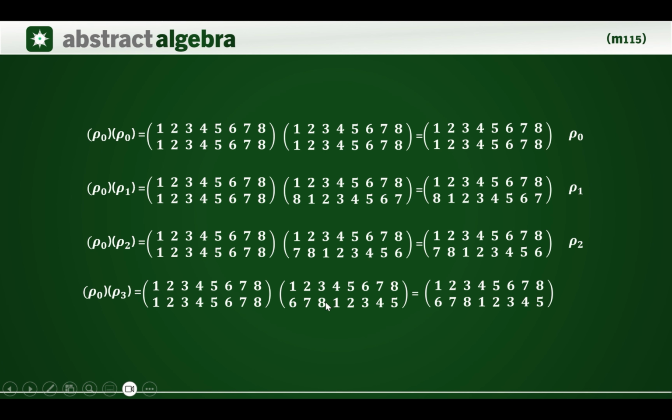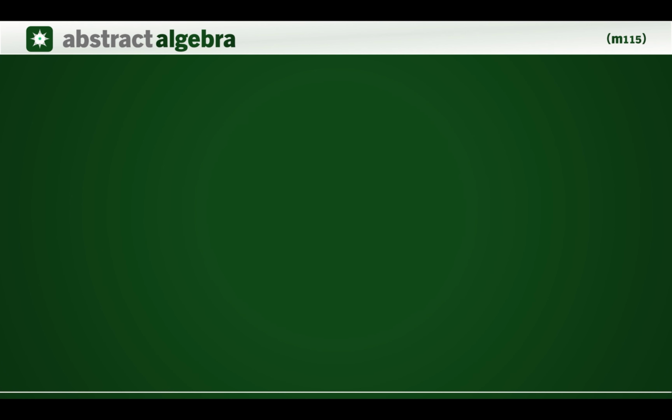So 6 maps to 3, 3 maps to 3. Therefore, 6 maps to 3. So 7 maps to 4, 4 maps to 4. Therefore, 7 maps to 4. Next is 8 maps to 5. So 5 maps to 5. Therefore, 8 maps to 5. So the composition of rho sub 0 to rho sub 3 results in rho sub 3.